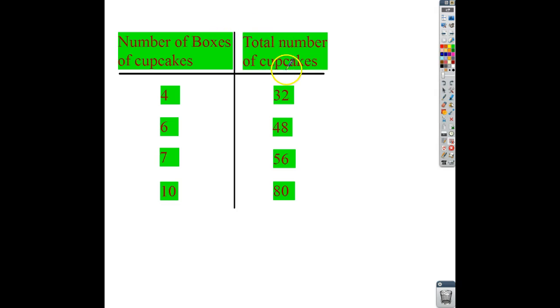So let's take the total number of cupcakes divided by the number of boxes and see how many fit in each one. 32 divided by 4 gives us 8 cupcakes. We'll call it cups per one box. Then 48 divided by 6 is also 8 cupcakes for one box. And 56 divided by 7 is also 8 cupcakes per one box.